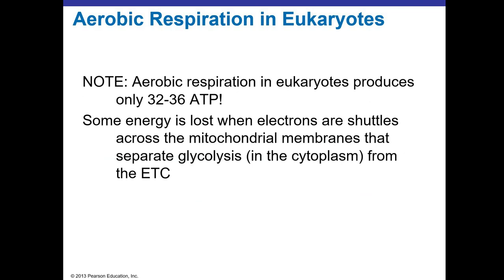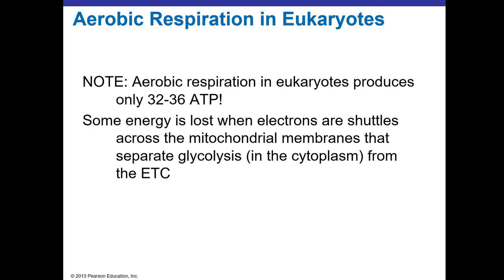Note for aerobic respiration in eukaryotes, there's a little bit of diversity in the bookkeeping. Aerobic respiration in eukaryotes is only going to produce 32 to 36 ATP. So that's going to be less than the 38 ATP produced from 1 molecule of glucose that we saw for a bacterial cell. So that seems to not make sense, but some energy is lost when electrons are shuttled across the mitochondrial membrane to be able to utilize that in the electron transport chain.